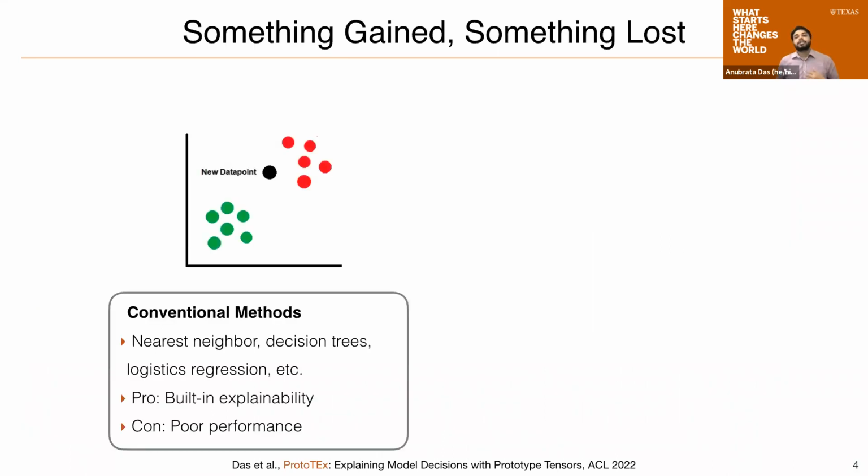If we look at the conventional methods, such as nearest neighbor, decision tree, or logistic regression, these come with built-in explainability that helps users form an understanding about how the model makes a decision. However, the con is that with current state-of-the-art NLP tasks, these models do not perform as well.